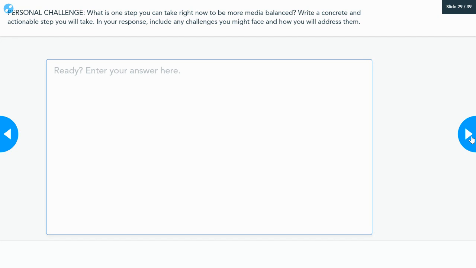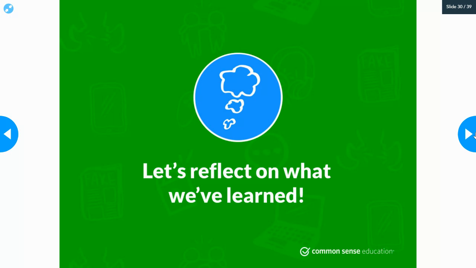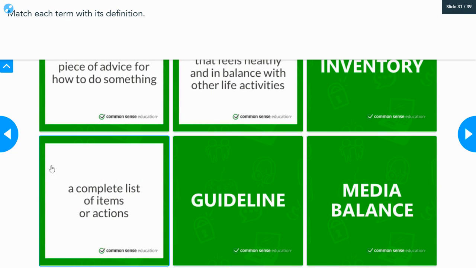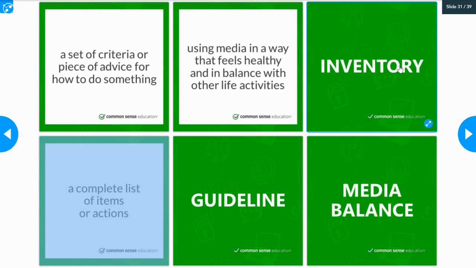Okay, moving on. So let's reflect on what we've learned. What you're going to do is match each item with the term. So a complete list of actions. I think that's inventory. So I think I can do that. Put those together, I think. Yay, and I got it right. Okay, cool. Next.